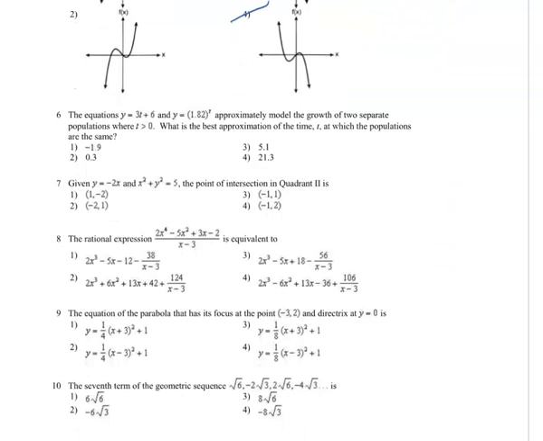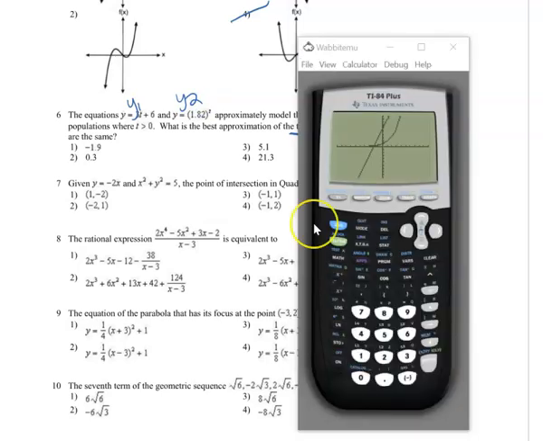All right, the equations y equals 3t plus 6 and y equals 1.182t approximately model 2 separate growth populations where t is greater than 0. What is the approximate time t at which the populations are the same? So this is just a calculator problem ultimately, guys. You're going to type this into y1 and this into y2 and find where they intersect. So I'm going to pull up my calculator and do that as well.